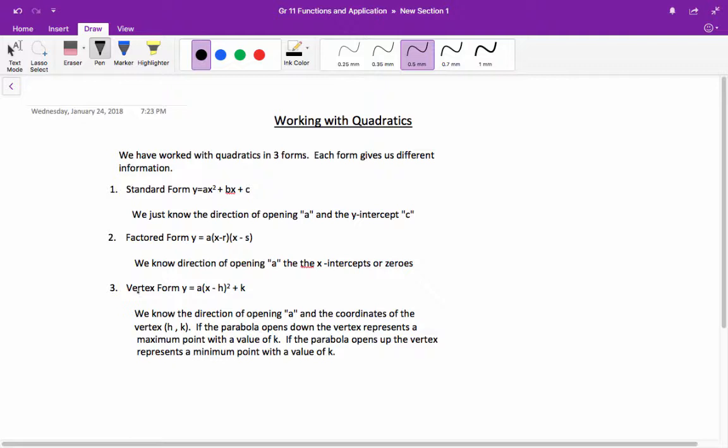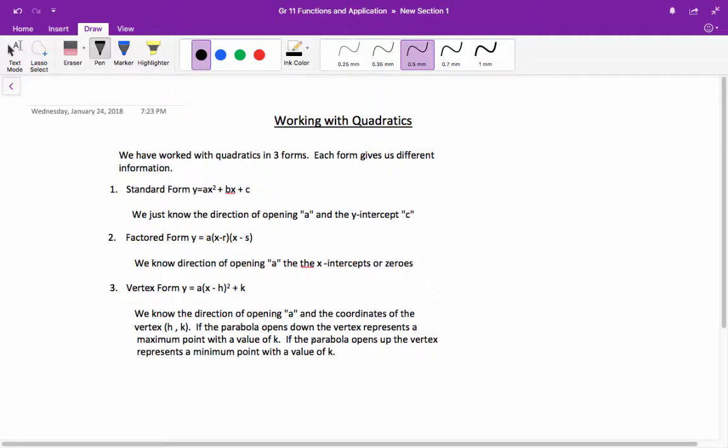Third form was vertex form, which is y equals a x minus h quantity squared plus k. We know the direction of opening once again, and the coordinates of the vertex, which are h comma k. If a parabola opens down, the vertex represents a maximum point with a value of k. If the parabola opens up, the vertex represents a minimum point with a value of k.